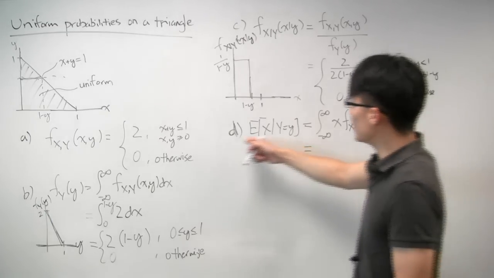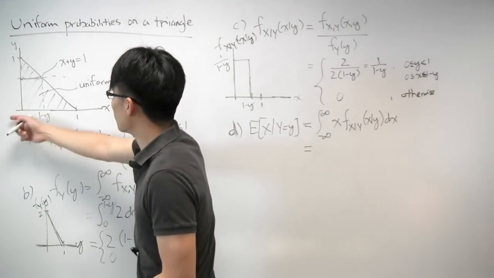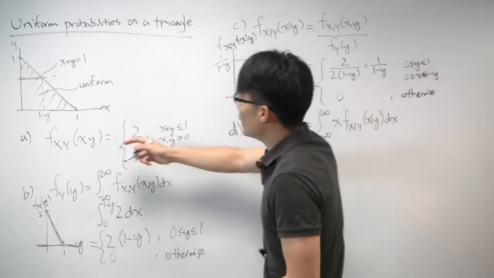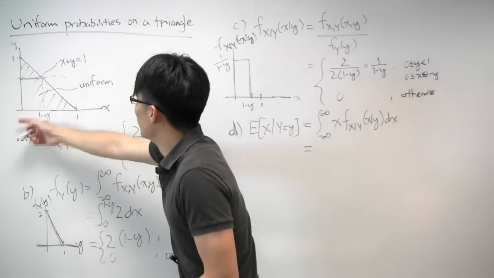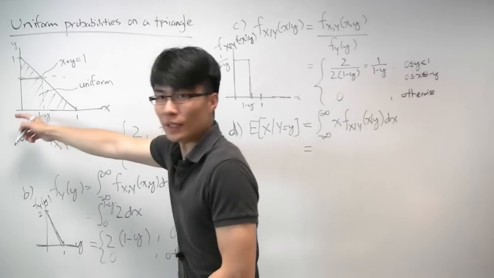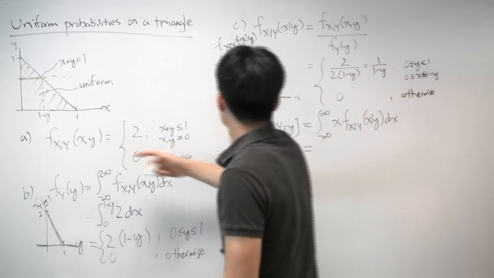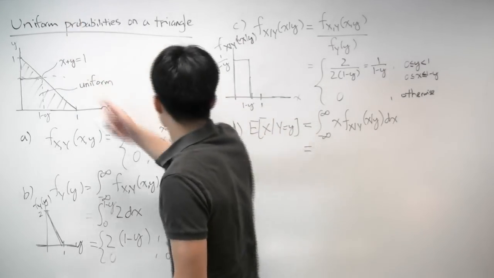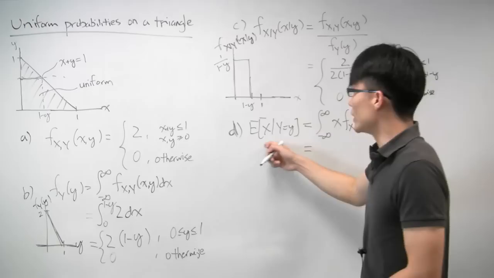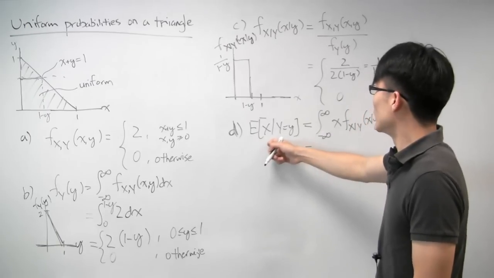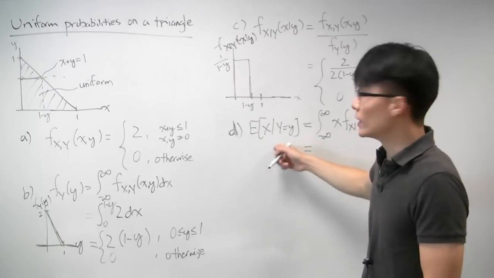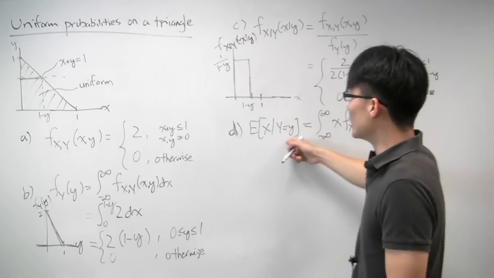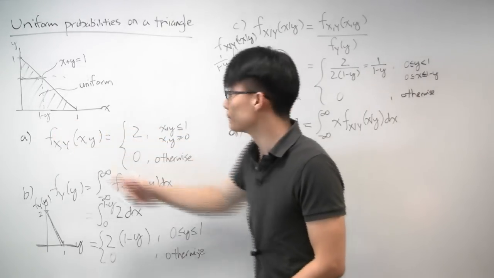Well, if little y is negative, we're conditioning on something outside the range, right? And so there's no density for y being negative, or for y being greater than 1. And so in those cases, this expectation is just undefined, because conditioning on that doesn't really make sense, since there's no density for those values of y.